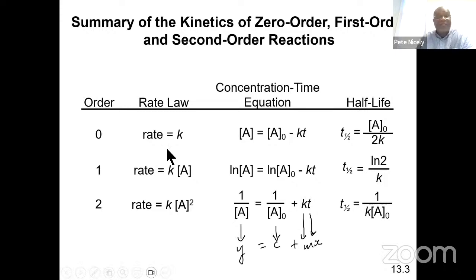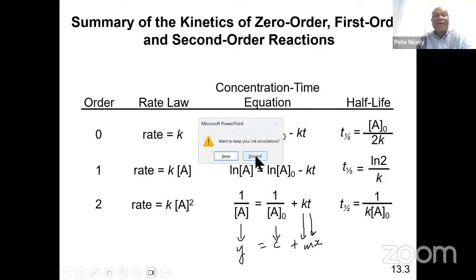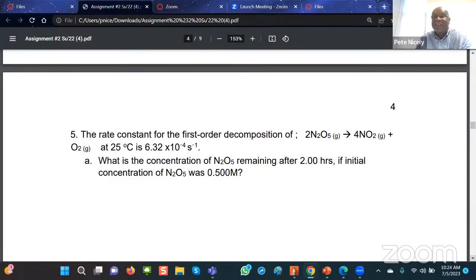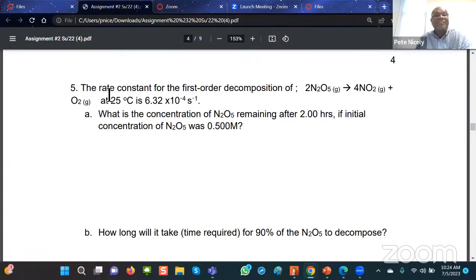Okay, so let's move on to, I think it is question number 5 in the assignment. So the question says the rate constant for the first order decomposition of, and it gives you the reaction, is 6.32 times 10 to the minus 4 seconds to the minus 1. All right. So the question is asking in part A, what is the concentration of N2O5 remaining after 2 hours if the initial concentration of N2O5 is 0.500 M?